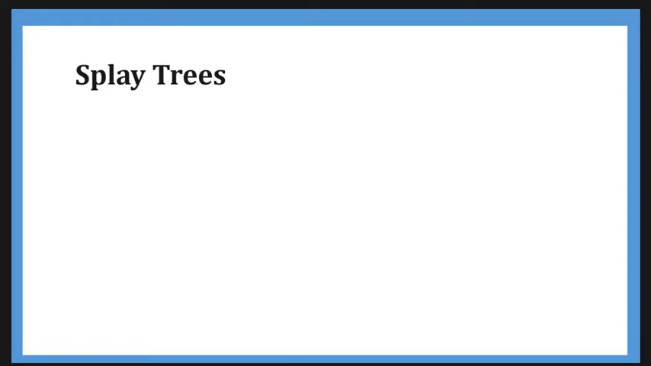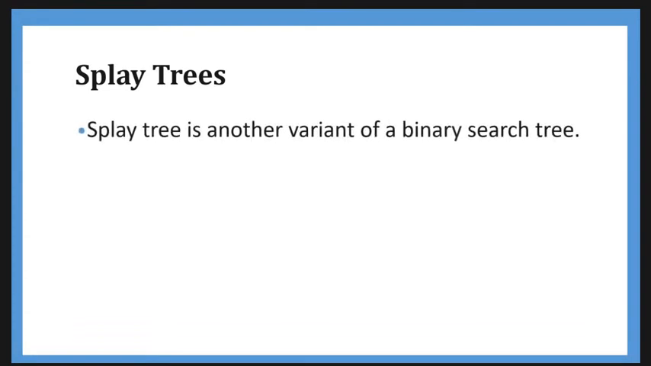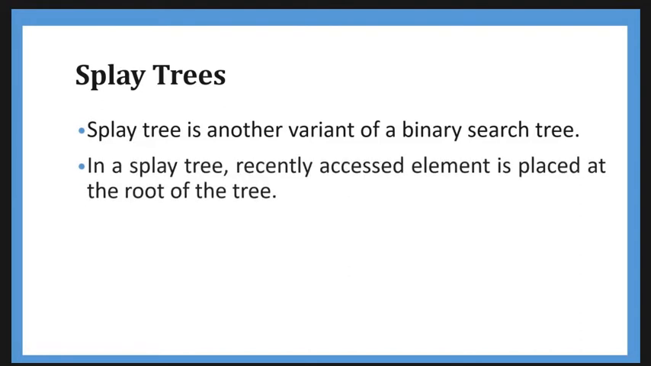All these trees have their own advantages and disadvantages. AVL tree, red black tree, B tree are variants of the binary search tree. These are used for efficient retrieval of data or for efficient searching. In the same line, the splay tree is another variant of binary search tree. In a splay tree, the recently accessed element is placed at the root of the tree.